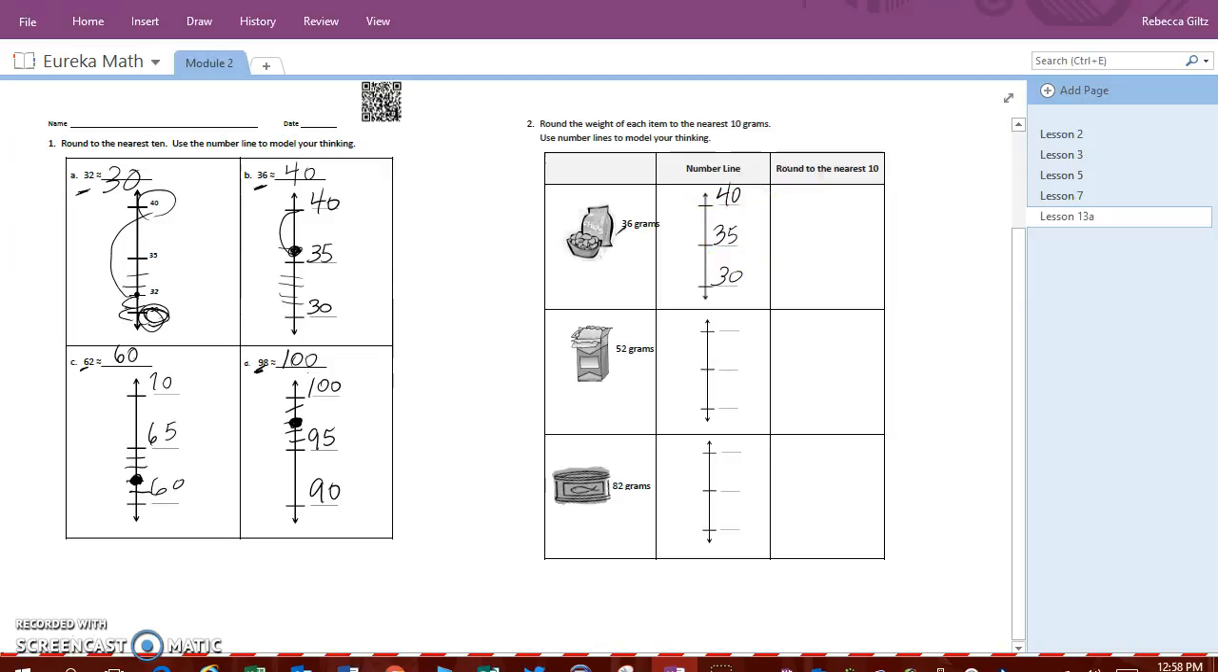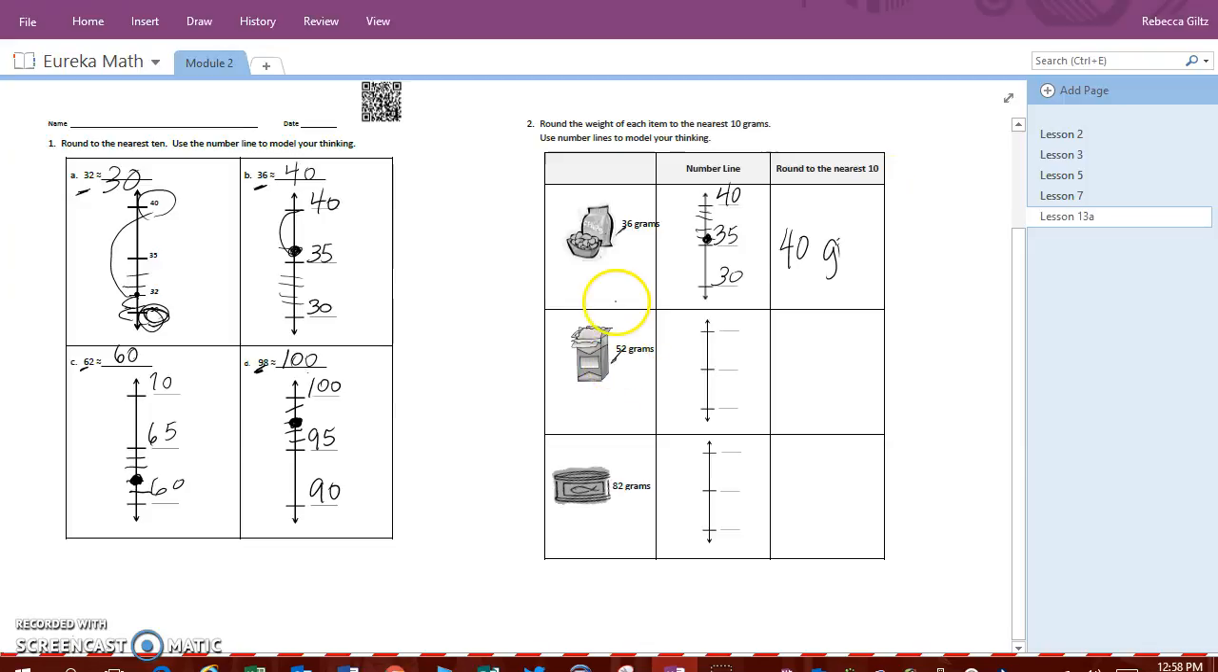Where would 36 be? Well, that's more than 35, so I'm going to mark my 4 tick marks in between. This is 36 right here. Is it closer to 40 or 30? 40. So when we write our answer, since we're talking about grams, we have to show 40 grams, so 40 g.